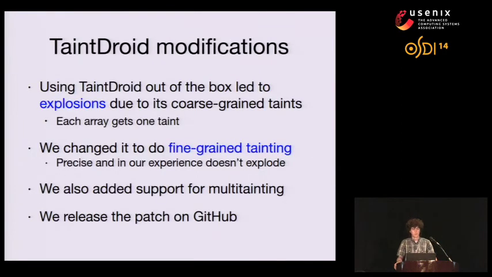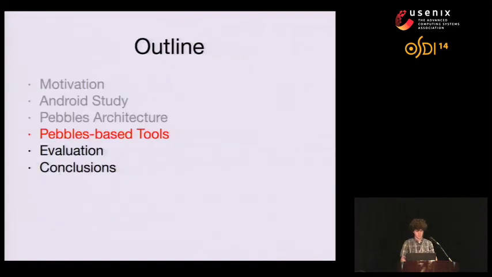So to track the relationships, we use a modified version of TaintDroid. Using TaintDroid out of the box led to taint explosion due to its coarse-grained tainting, where each array gets a single taint. We changed it to implement fine-grained array tainting, where each element in the array maintains its own taint. In our experience, this modification made a huge difference and abated our taint explosion problem. We made several other pretty useful modifications to TaintDroid, all of which are available on GitHub now.